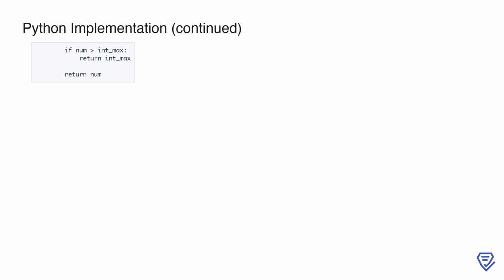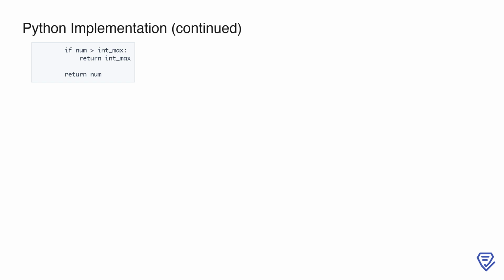After determining the signed integer, we need to ensure that the result stays within the valid 32-bit integer range. We define int_min as -2^31 and int_max as 2^31 - 1. If the computed number is less than int_min, we return int_min to avoid underflow.